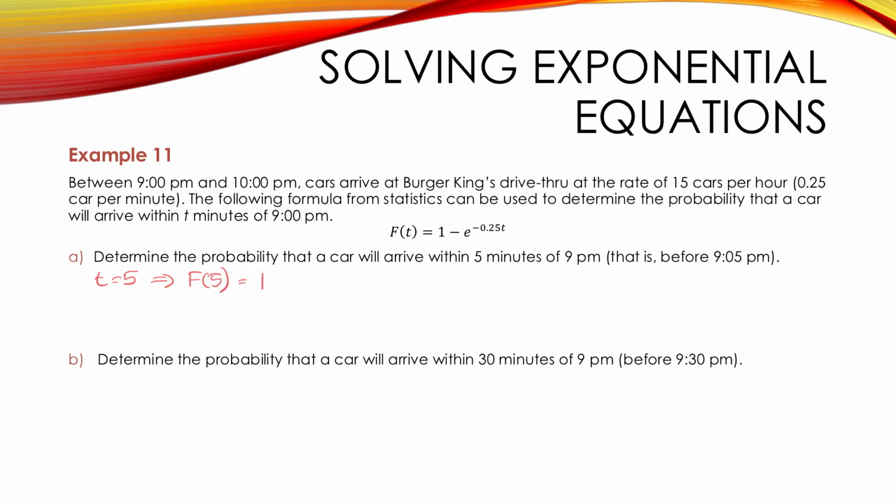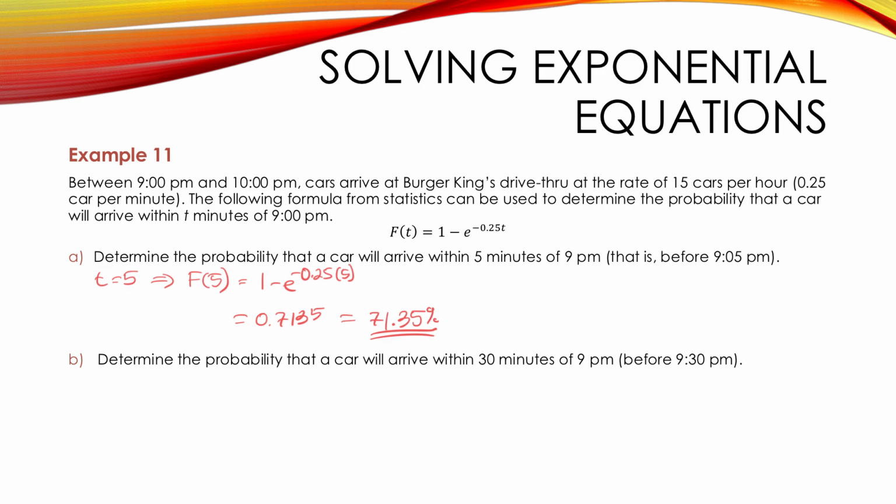So all we're going to do is plug it in. 1 minus e to the negative 0.25 times 5. And when we plug that in, we find out that we get a decimal of 0.7135. And that is the same as 71.35%. If we wanted to talk about probability, we often talk about it in terms of percentages. So 71.35% is something that we can relate to. There is a 71.35% chance that a car will arrive within 5 minutes of 9 o'clock.